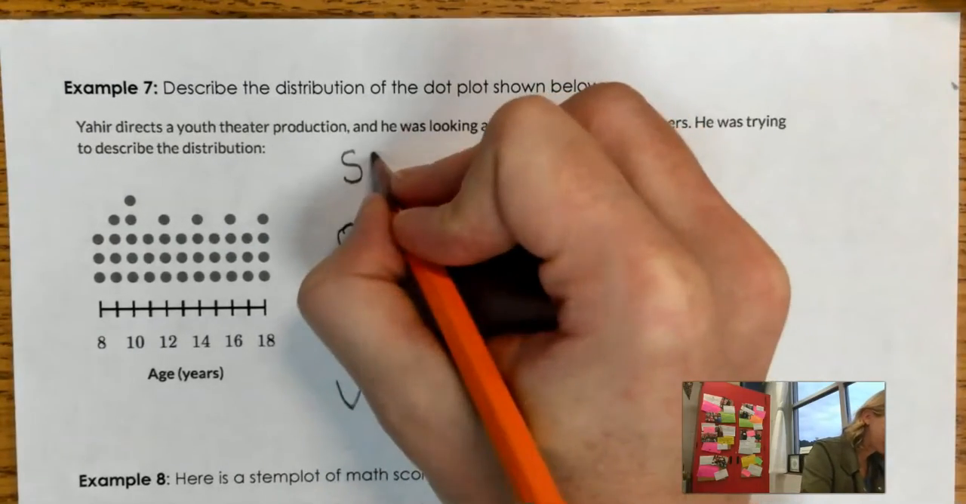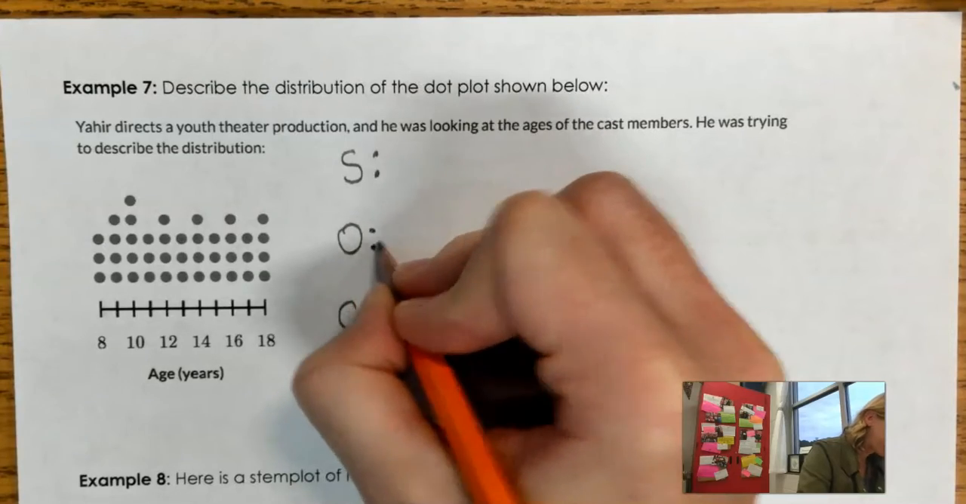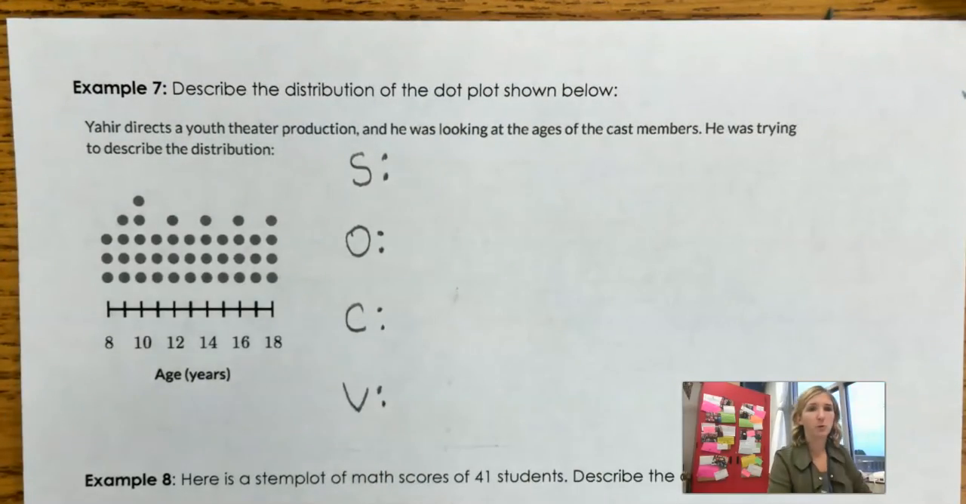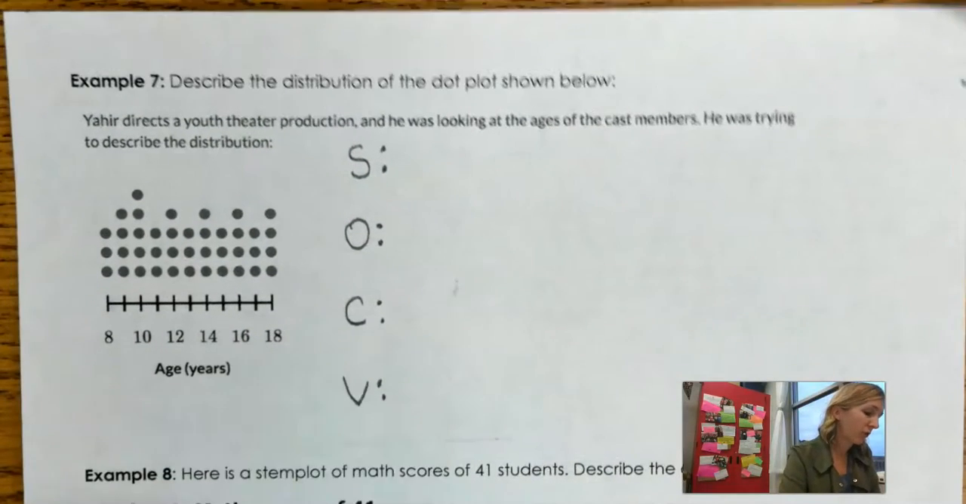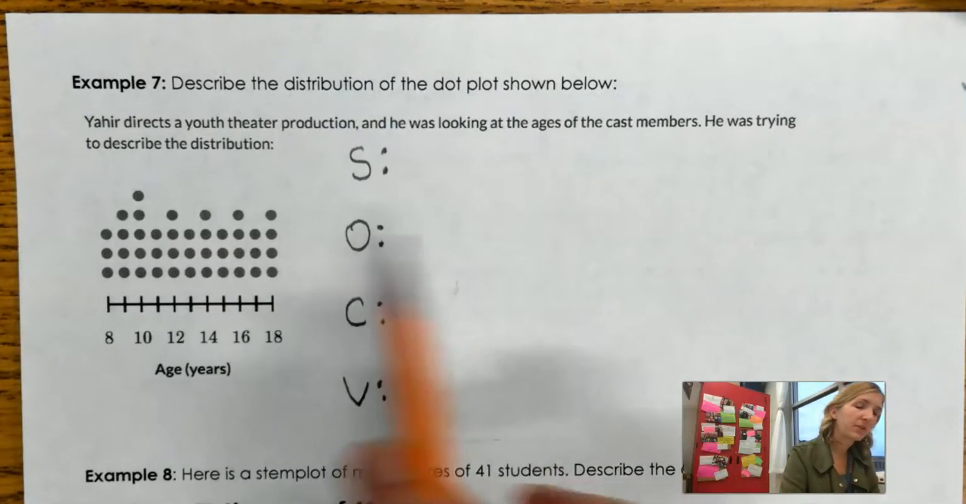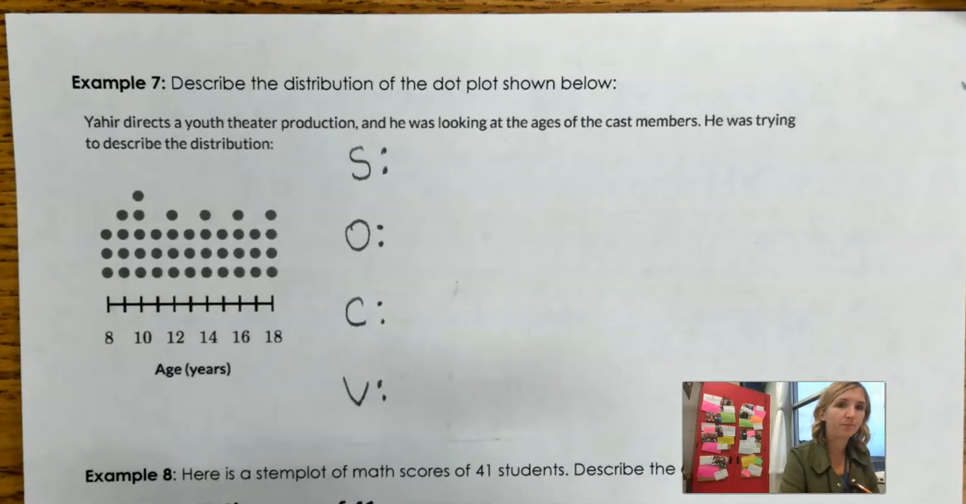Again, we don't have to go in this order. This was just the acronym that we have to help us remember it. All right, S stands for shape. How would you describe this distribution? Take a minute. I want you to go ahead and practice writing a sentence to describe the distribution.